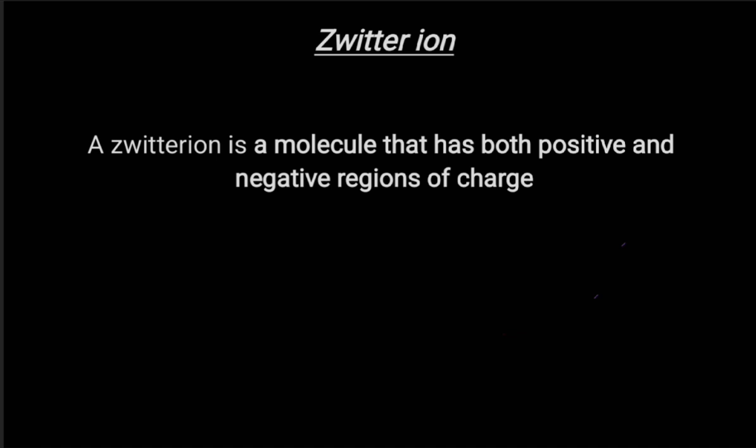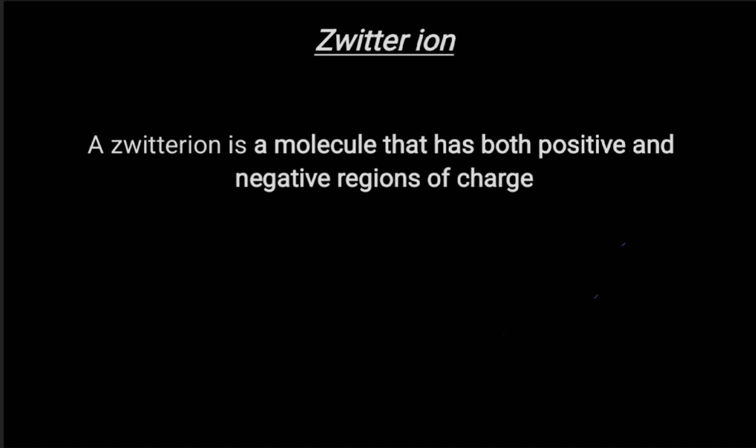So if you do not know what is an amino acid, I suggest you to go back to my first video, structure of amino acid, and you can come back to this video so that the concept will be more clear to you. So a zwitterion is actually a molecule which contains both positive and negative charge. And this is the reason why the zwitterion contains a net charge of 0.